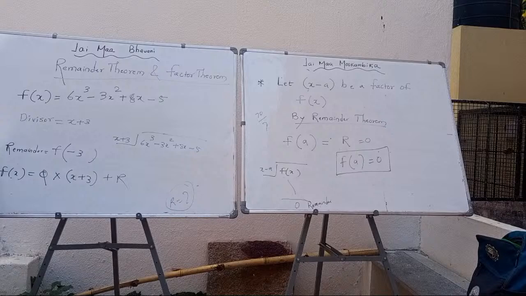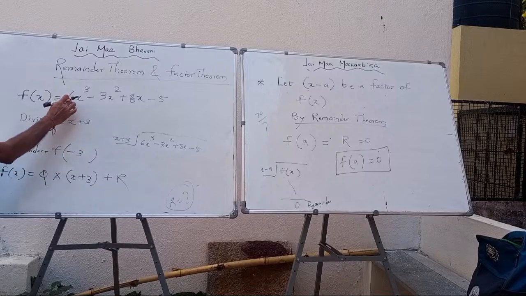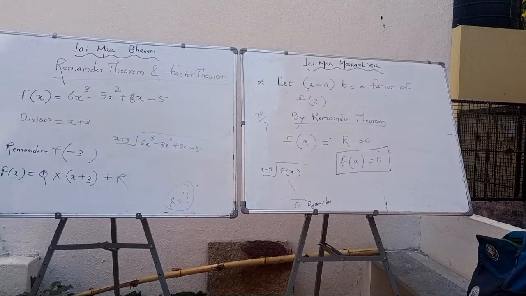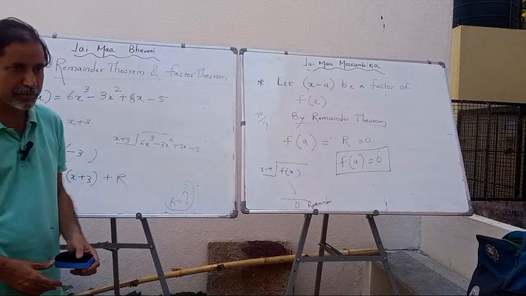How much time will we take to solve it? Substitute minus 3, in this case 6 minus 3 cube minus 3 minus 3 square plus 8 minus 3 minus 5. Substitute. Yes or no? 6 minus 27. You got it, right? That's all. So that way we will do. Okay, this is how we are going to solve.